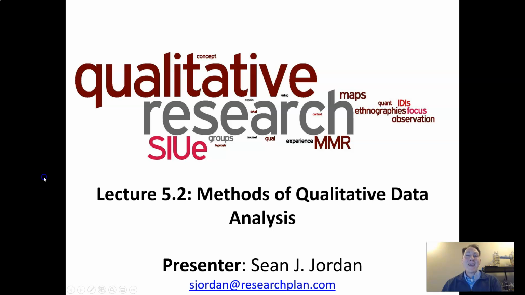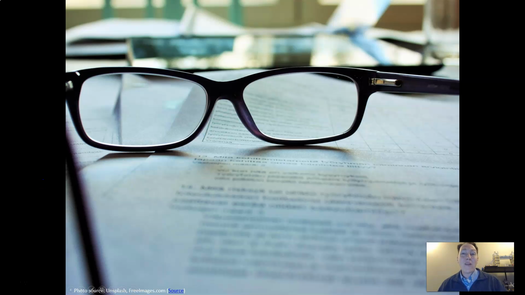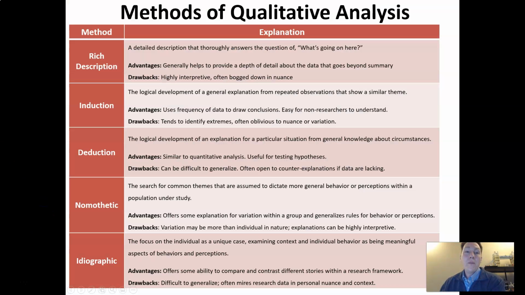Well, as explained in the last lecture, qualitative data analysis is a lens that allows us to see our data more clearly. But there are different kinds of lenses, and these tend to provide us with different approaches on how we interpret data. The first of these I'm going to talk about is kind of like using a magnifying glass or a microscope, and that's called a rich description.